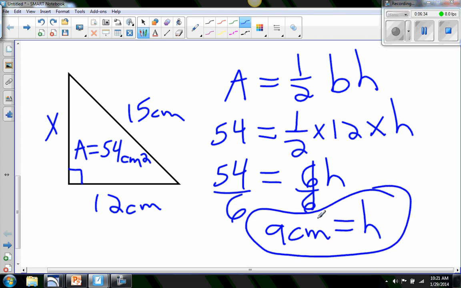And I do not label it with a 2 because I'm not looking for area, I'm just looking for one dimension on that one. So that's a little different, but you still use the same formula to be able to figure it out. You plug in what you know, and then solve for the variable that you don't know.